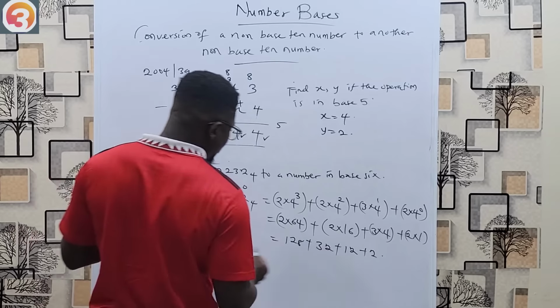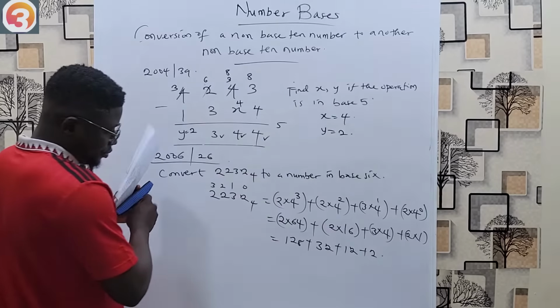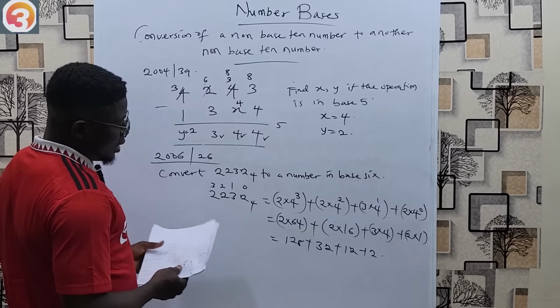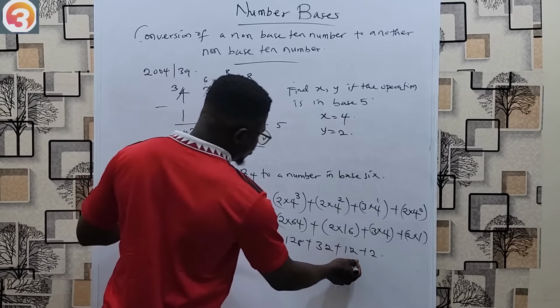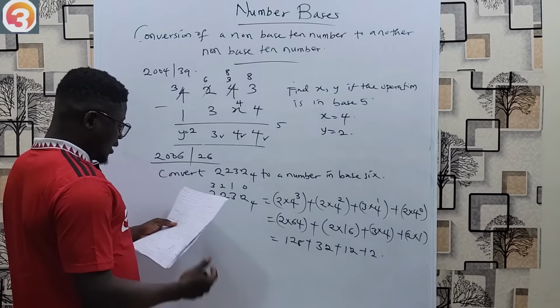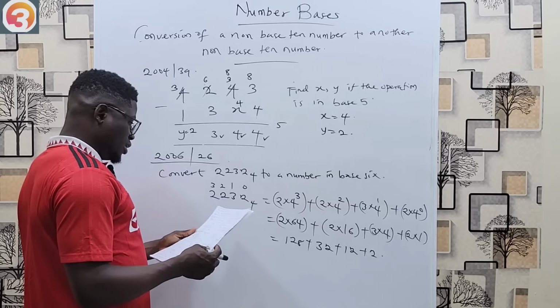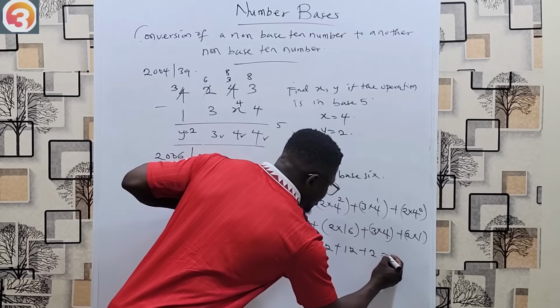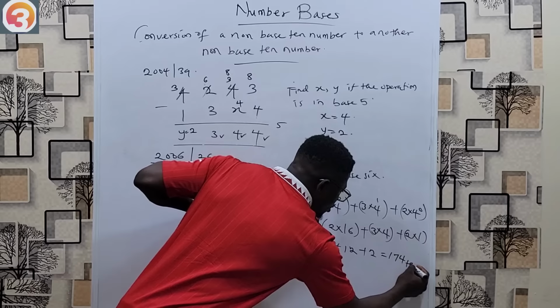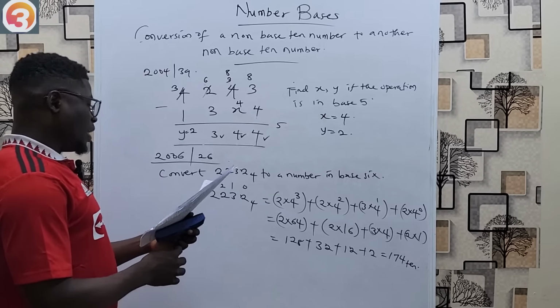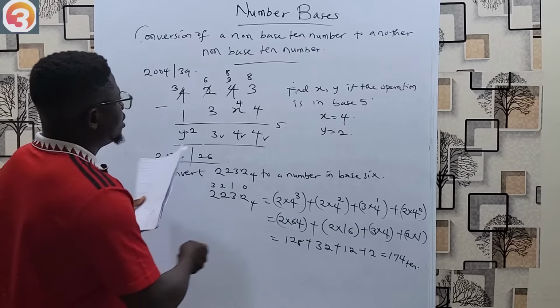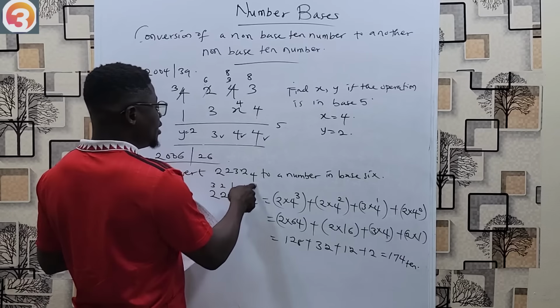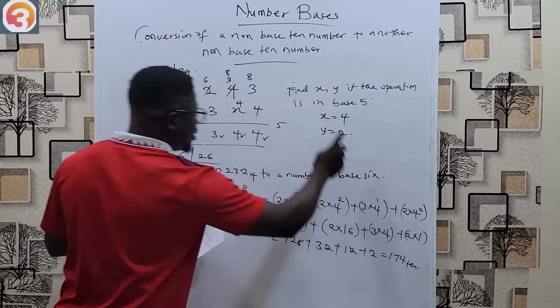So 128 plus 32 is what? That gives you 160. 160 plus 12 is 172. And then you are going to have 174. So I'm going to have 174 base 10. All right, so now we have to convert from 2232 base 4 to base 6. So we have it in base 10 now. So what do we do next?